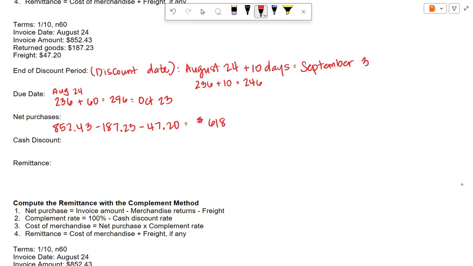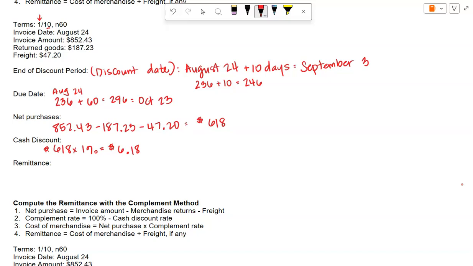Now I can calculate my cash discount. So my cash discount is my net purchases multiplied by the amount in our terms, or this rate here. So that is times 1%. And so by paying within that 10-day period here, we save $6.18. So that's our cash discount.